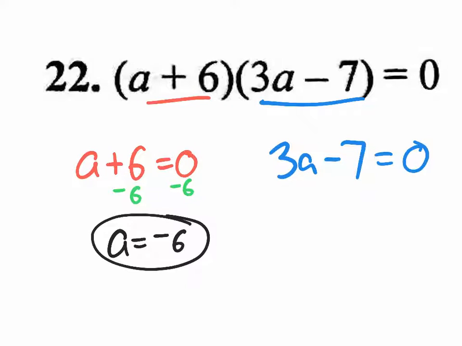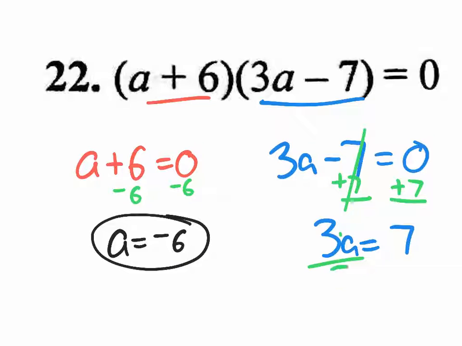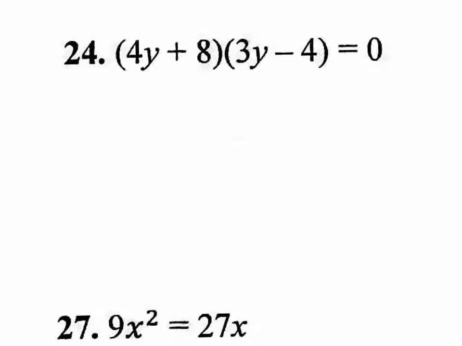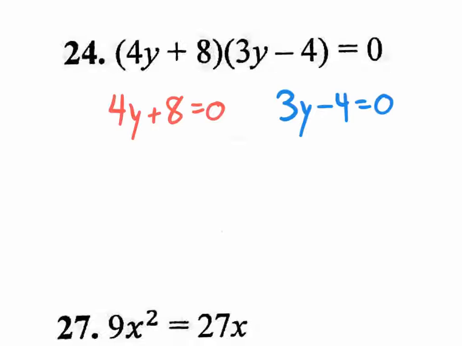That's one answer. And on the other one, I go plus 7. You're going to have 3a equals 7. And the final step would be to get rid of the multiplication of 3 by dividing by 3. And that's your answer. A equals 7 over 3. 24 is also too easy. You split them. And then you solve each of those.